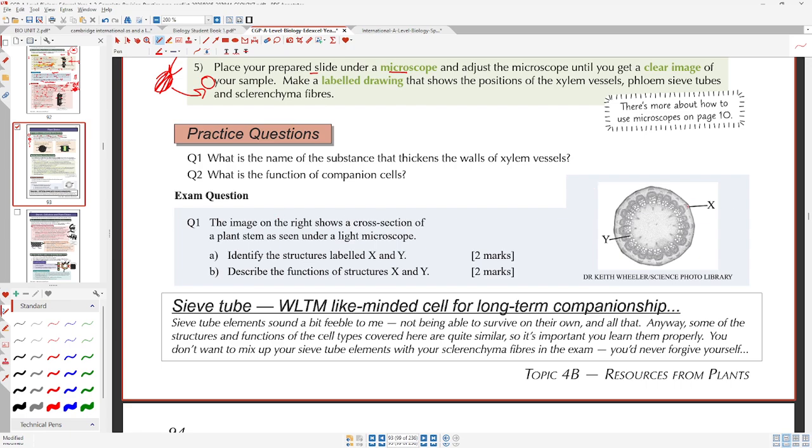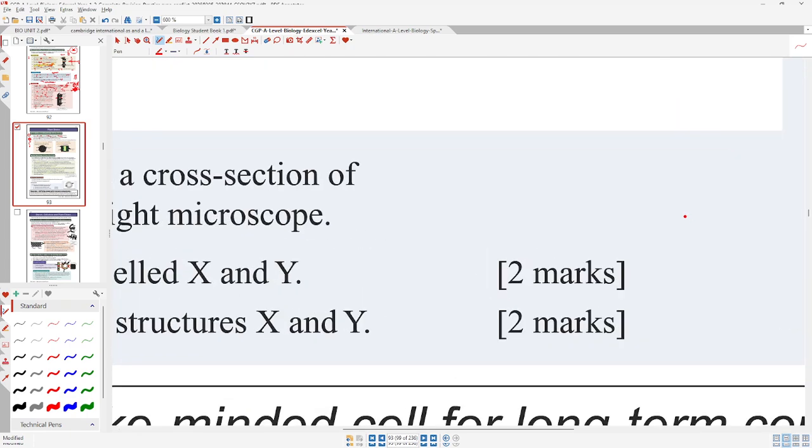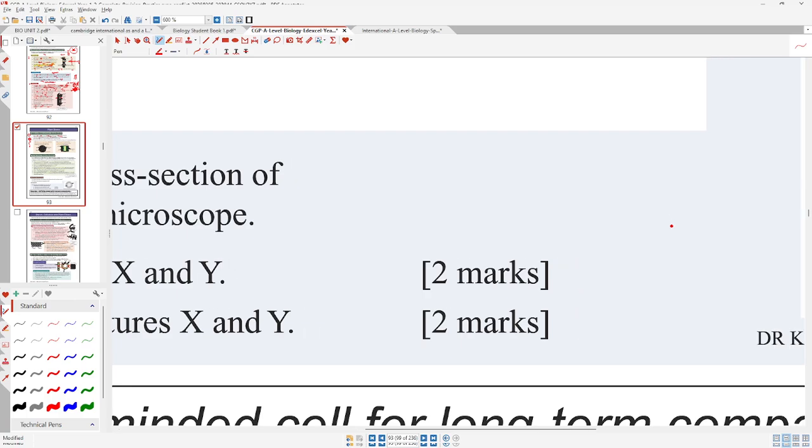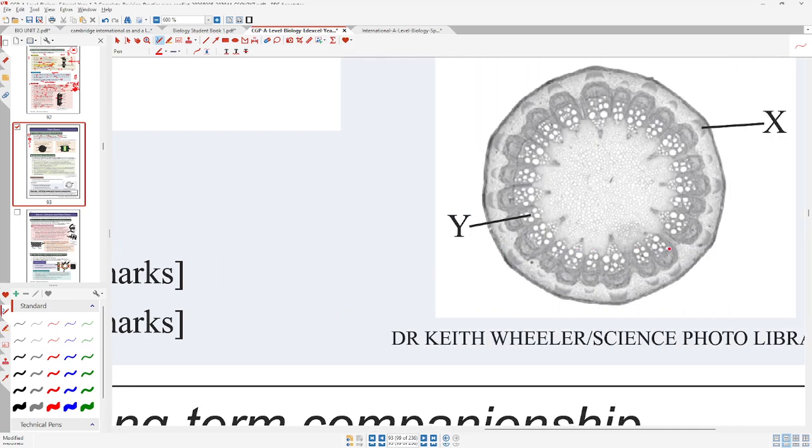So let's see, what is X and what is Y? If you look into the image closer, X is on the outside, so that's going to be your sclerenchyma, and Y is on the inside, so that's going to be your phloem.